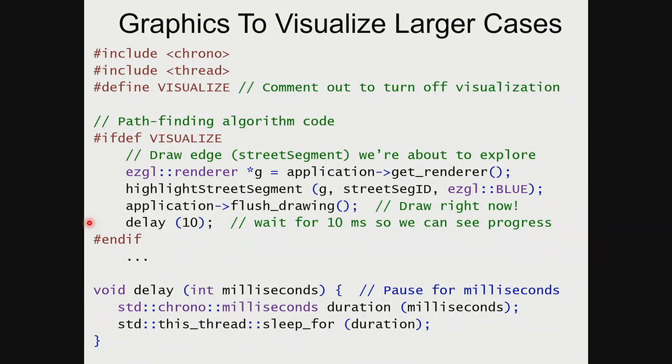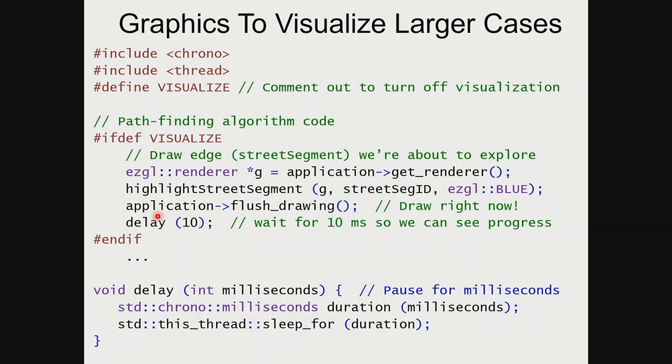But again, notice that with this delay, if you submit without disabling these macros and the autotester tries to run your code, it's going to be very slow because every iteration it's doing nothing for 10 milliseconds, right? So just make sure that if you're using graphics to debug your code, you disable it when you submit.